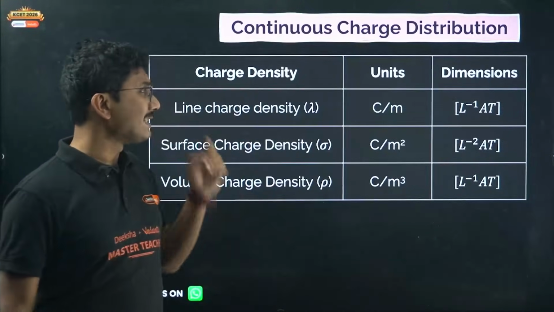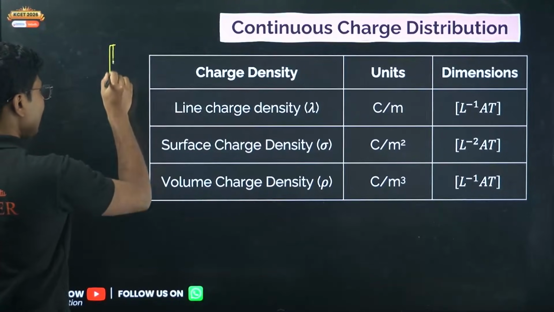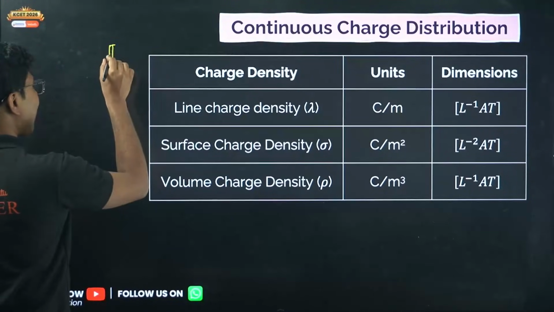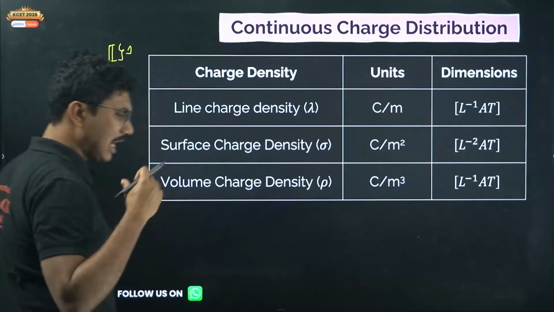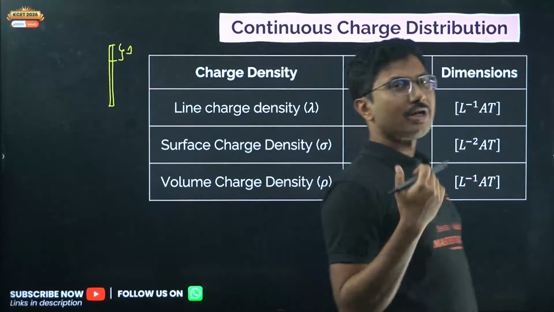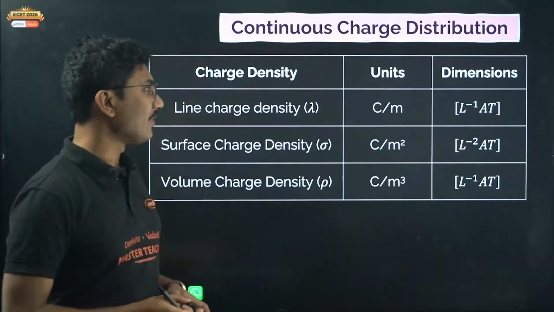So line charge density means when you have a uniformly charged straight line, and you want to take one unit length and see how much charge is there. That is called line charge density, and the units of these densities are very, very important.